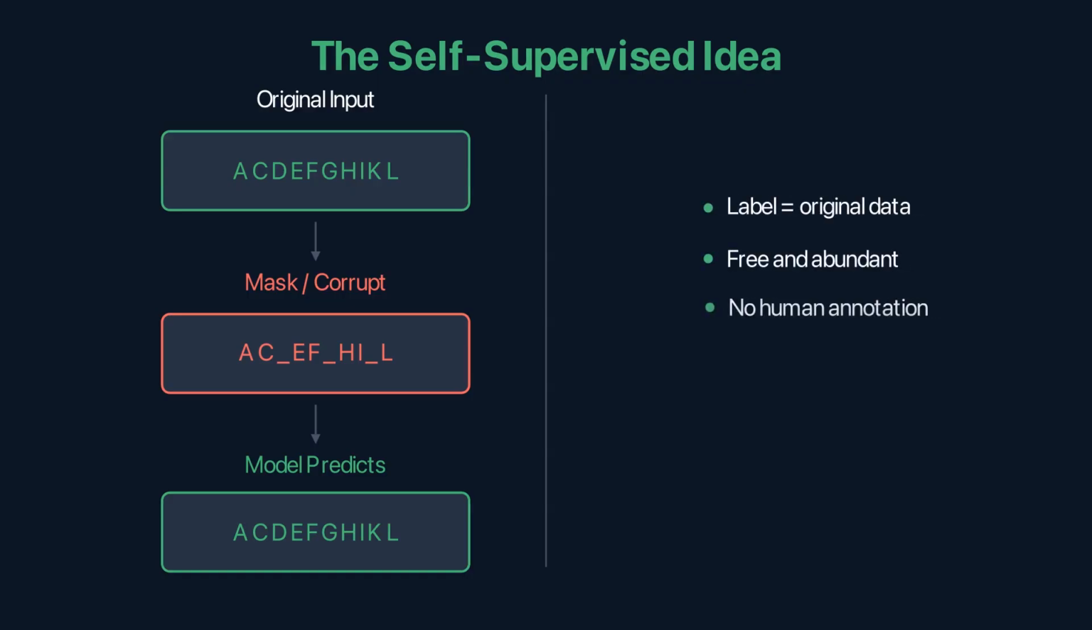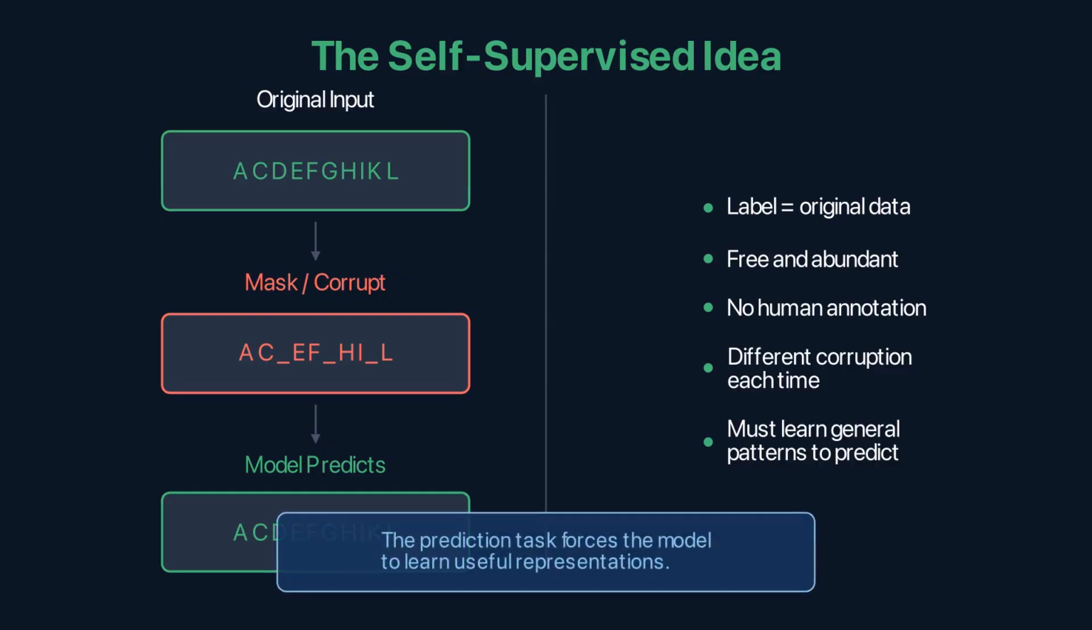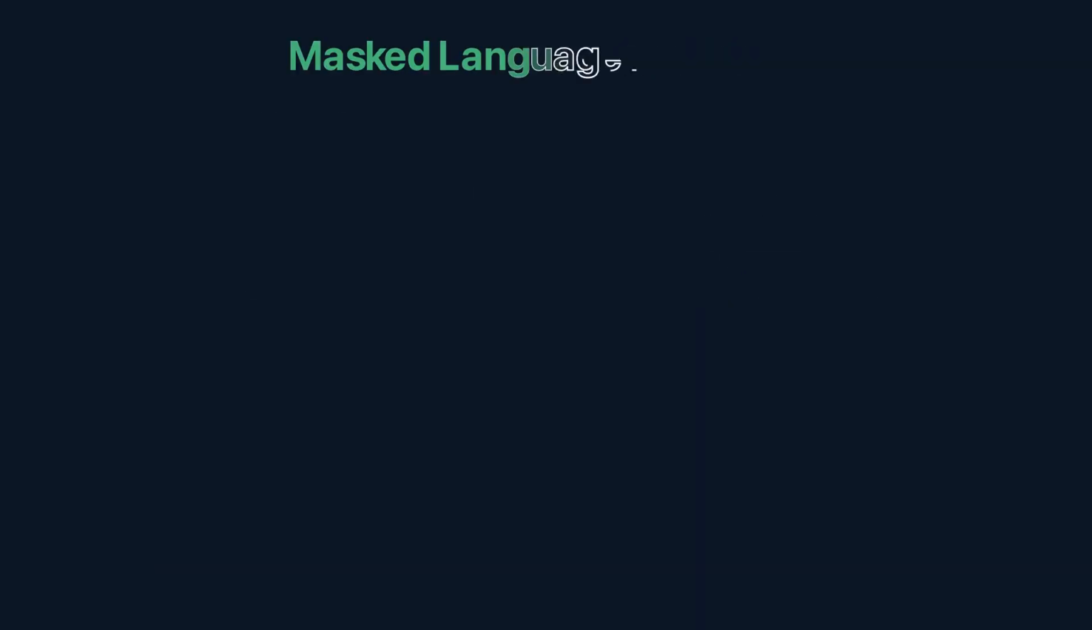The model can't memorize the answers because each training example is corrupted differently. It must learn general patterns, the structure of protein sequences, the relationships between genes, the morphology of tissues, to solve the prediction task. Masked language modeling is the original self-supervised blockbuster.